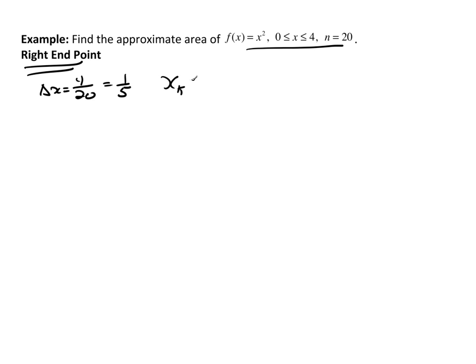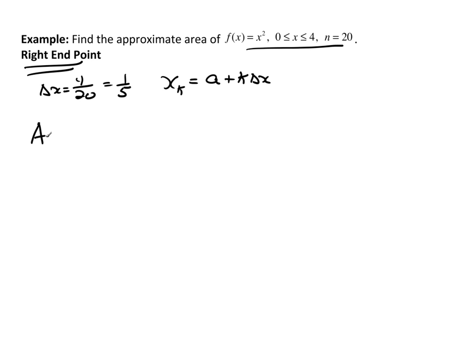X sub k is going to equal my starting point a plus k times delta x. This gives me the right endpoint. So when k equals 1, I have a plus delta x, which is 0 plus delta x, which in this case would be 0 plus 1/5. So that would get me to the right endpoint of my very first partition, and so forth. I'd be on the right endpoint all the way through.